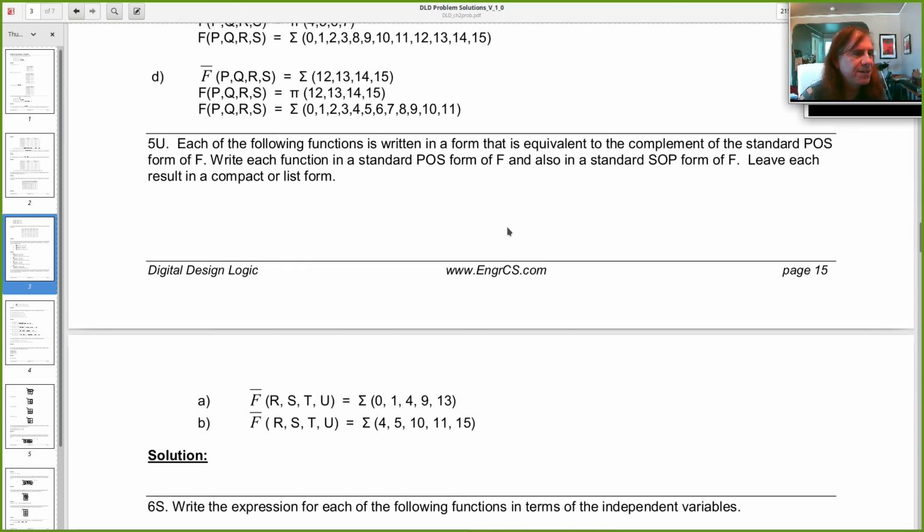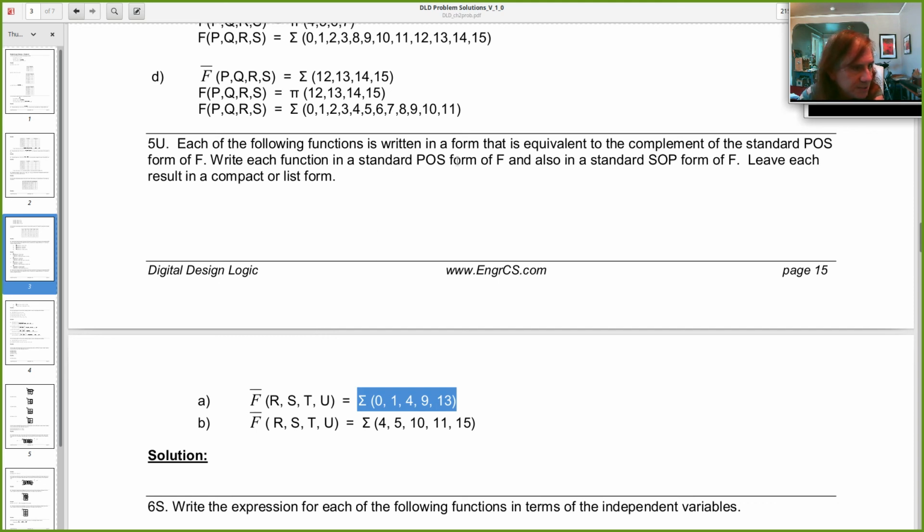All right, question 5. Each of the following functions is written in a form that's equivalent to the complement of the standard product of sums. In other words, this is the expression for F bar. So write the function F itself.